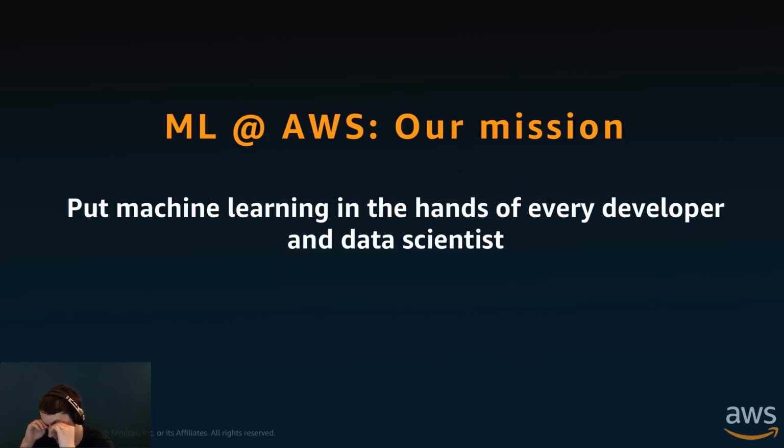So our mission with ML at AWS is really to put machine learning into the hands of every single developer and data scientist. And if you don't believe that, I'd like to share a brief anecdote. There was a recent advance in a very difficult mathematical problem about coloring infinite graphs, and that advance was made by a hobbyist.